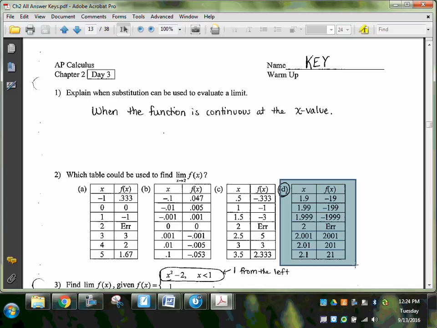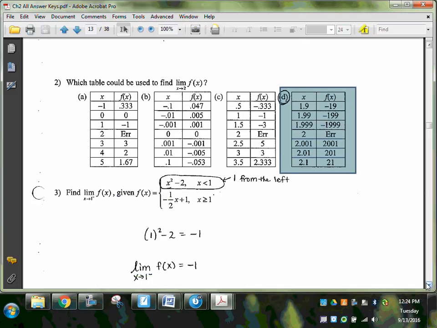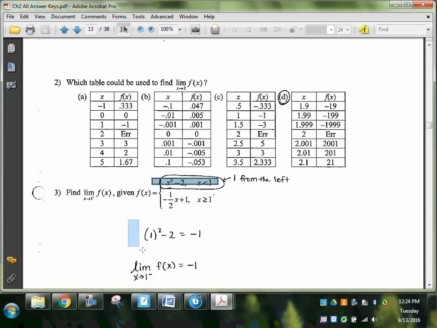Now the last one. You're given this: find the limit as x approaches 1 from the left-hand side. It's a piecewise function. Do you need to use both pieces? No. Which piece are you going to use when you come at it from the left? The negative one, which would be that top one there. You plug in. That's what the notation would look like.